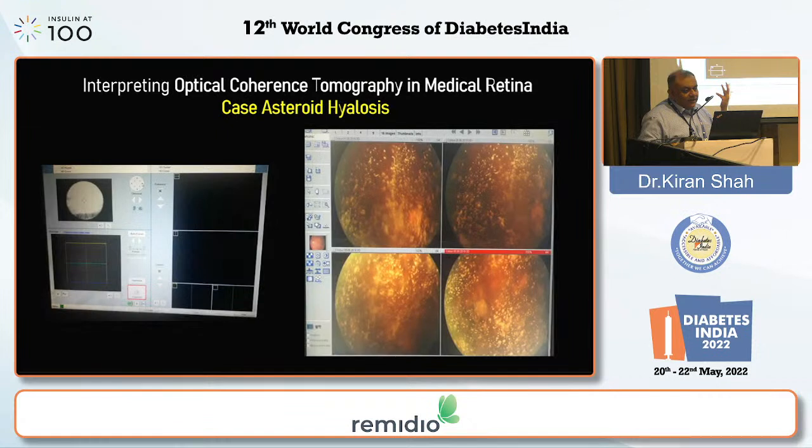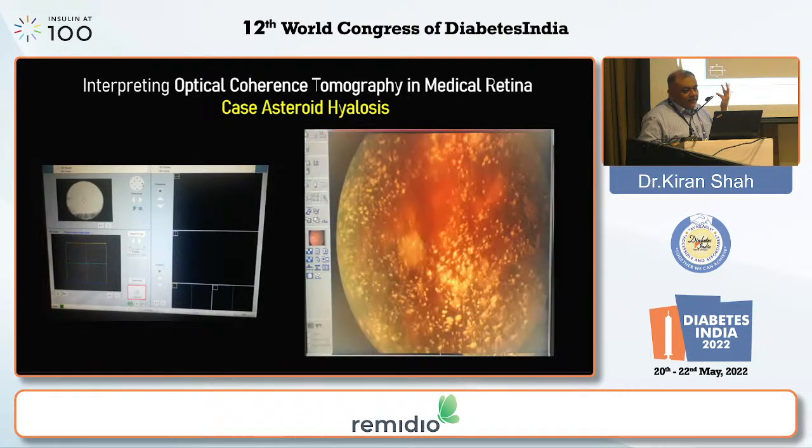Now, this is a case of asteroid hyalosis. Now, what does this mean? These are not hard exudates. The hard exudates are very different from this yellow out there. These are basically floaters in the vitreous.